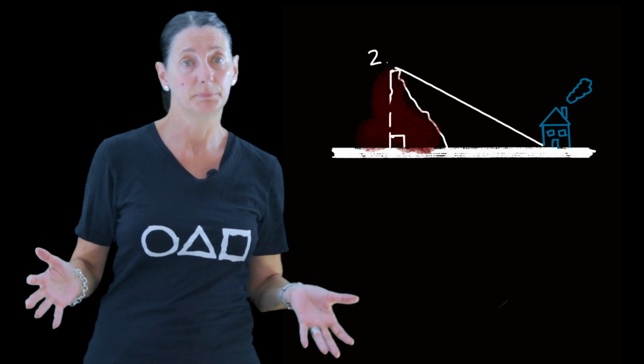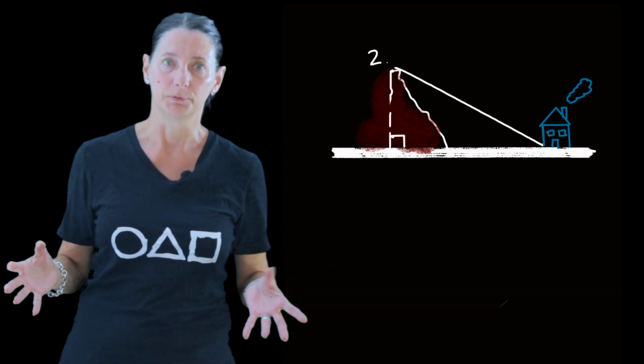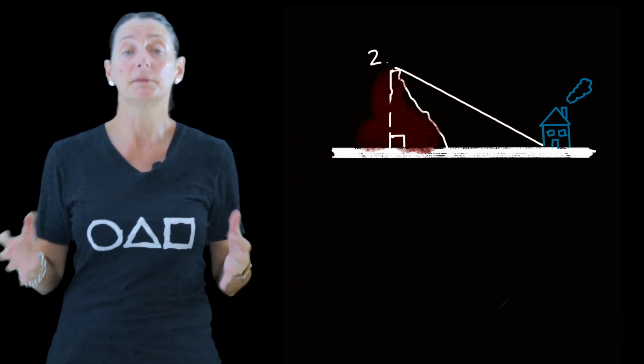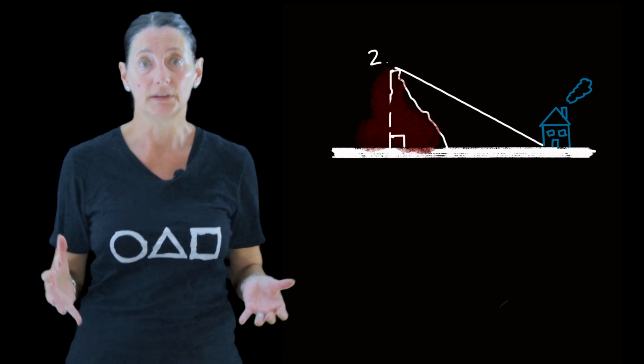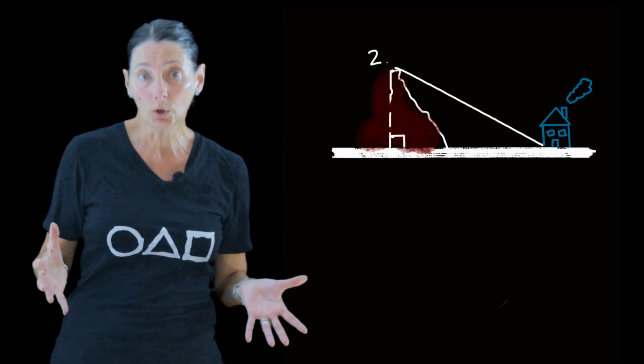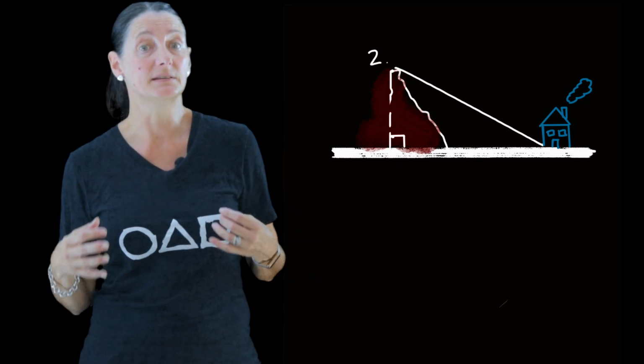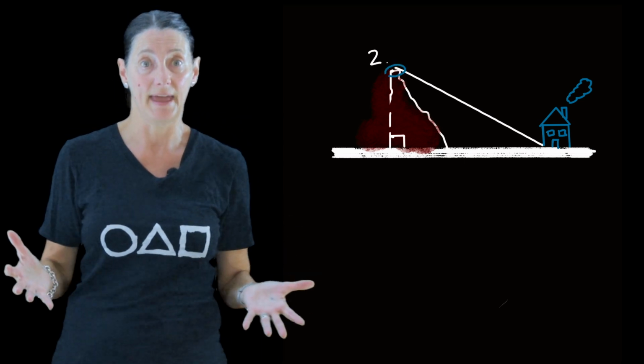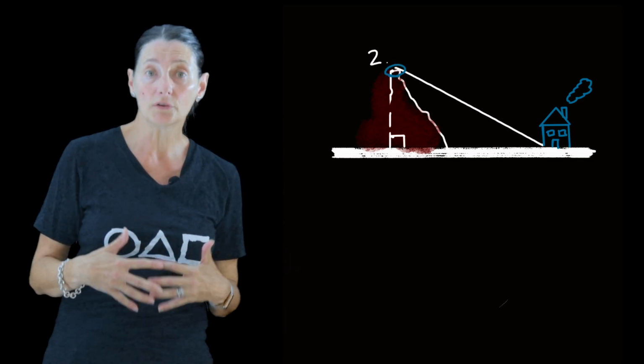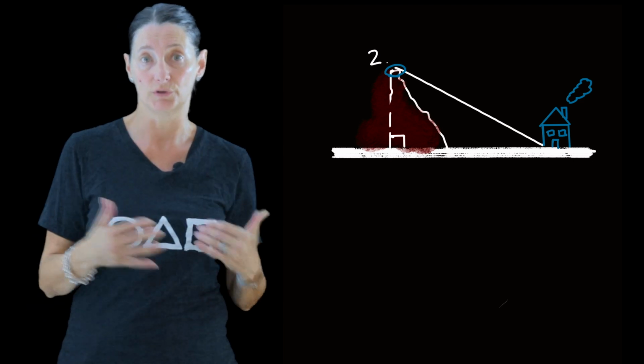Example 2, angle of depression. Let's have a look at this example. The angle of depression from the top of a lookout to a house is 40 degrees. The lookout is 460 metres vertically above the level of the house. We want to find the horizontal distance from the house to the lookout.